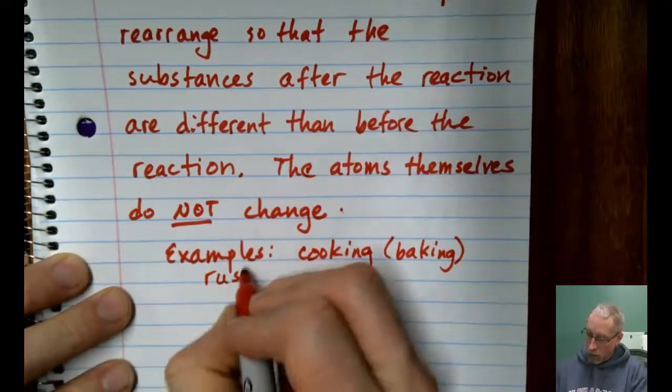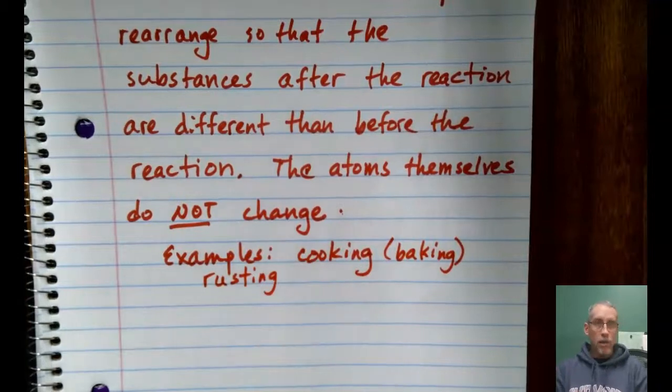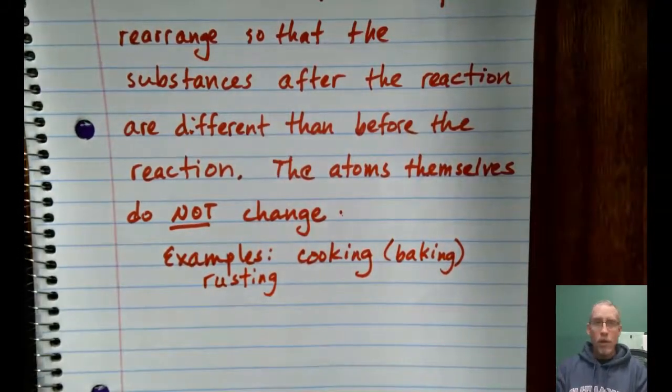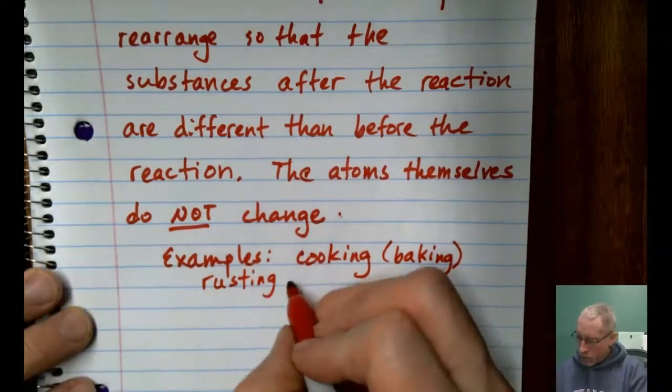Rusting. So if you have a piece of iron, steel, something like that, over time, especially if it gets wet, rust happens and you have something entirely different, this flaky red stuff that looks totally different and acts totally different than the good solid steel that you started with.